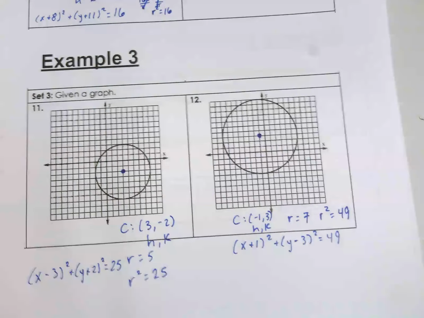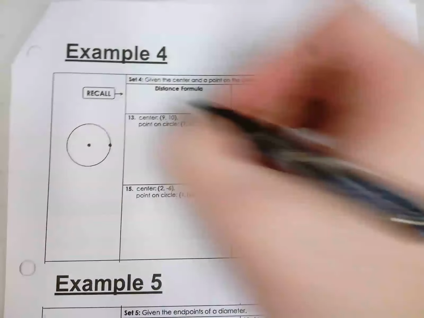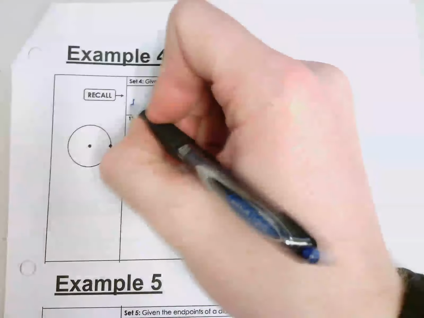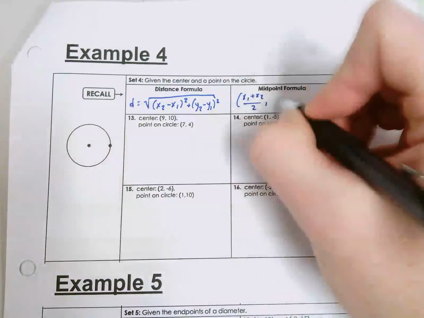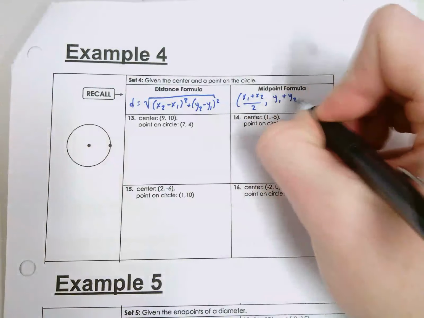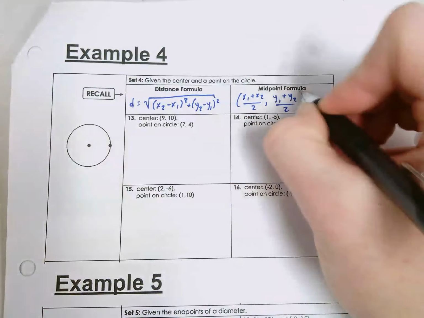Moving on to example 4. On this one, you're going to need the distance and the midpoint formulas. The distance formula, recall, is the square root of (x2 − x1)² + (y2 − y1)². Your midpoint formula is a coordinate. It is ((x1 + x2)/2, (y1 + y2)/2). This will tell you the distance between 2 points. This will tell you halfway between 2 points.